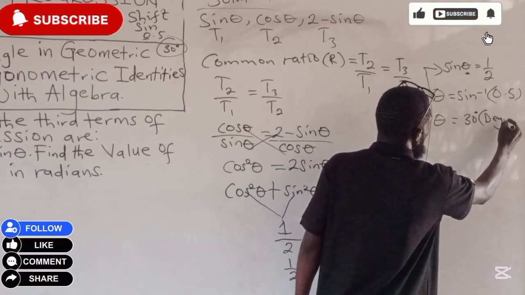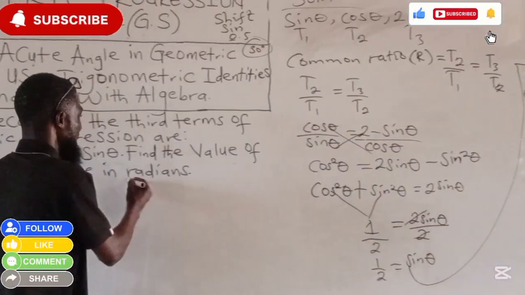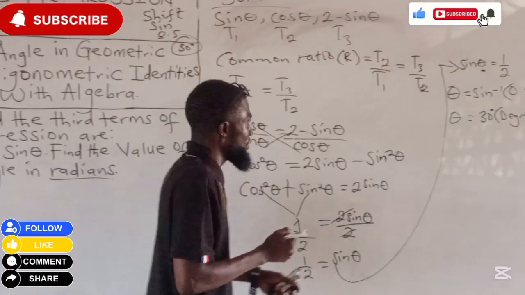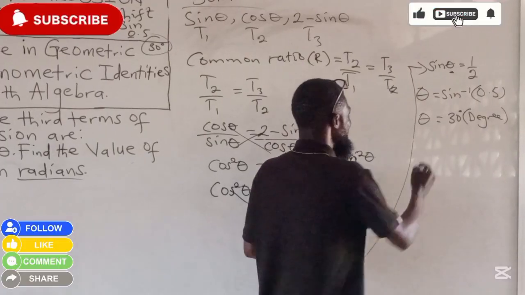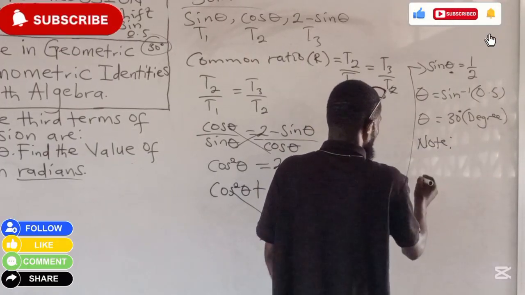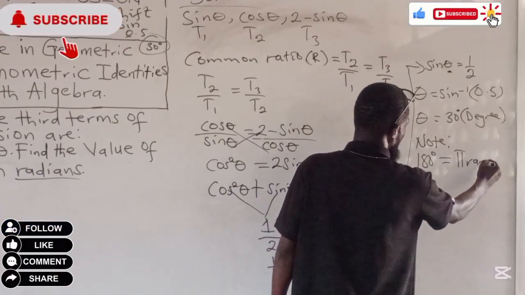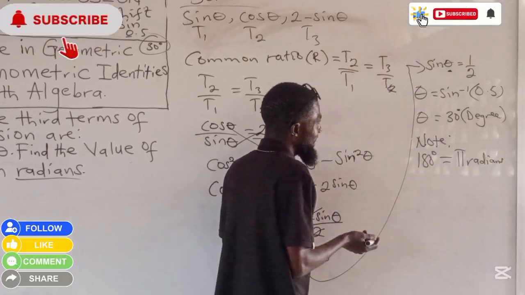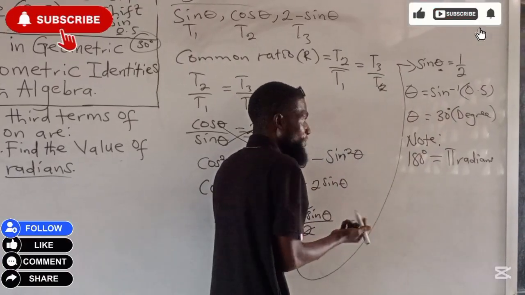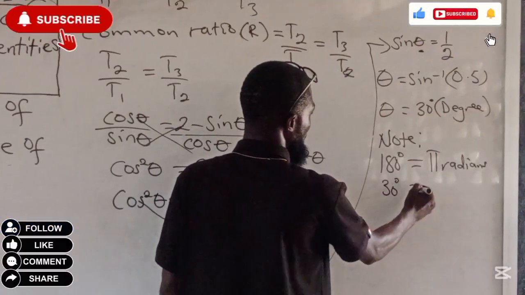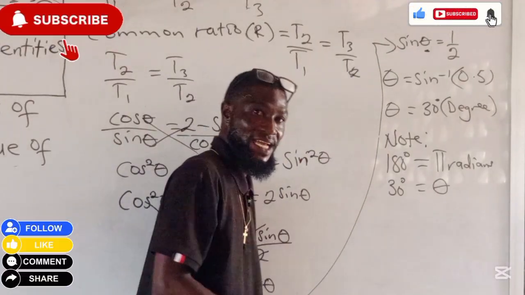Remember, this is in degrees, but we are not finding theta in degrees. We are finding theta in radians. So therefore we'll be converting theta from degree measure to radian measure. On this note, note that 180 degrees is just equal to pi radians. So we say 30 degrees will just be equal to theta, or theta will be equal to 30 degrees, just to solve our problem in order to find theta.